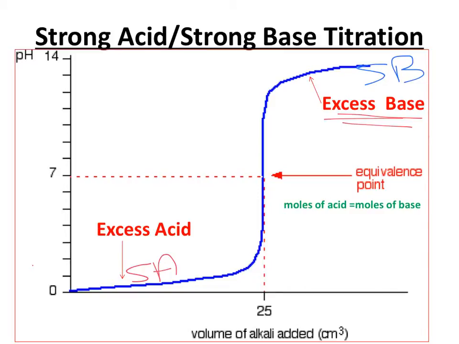What is the equivalence point in a strong, strong? 7. So our pH is going to be 7. So the moles of H plus are equal to the moles of OH minus. Does that make sense? Makes sense.